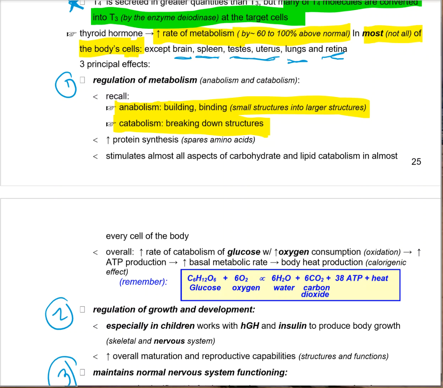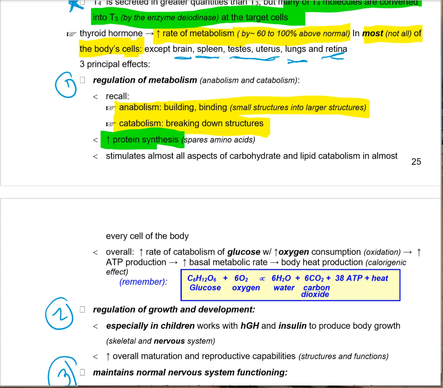Breaks down structures. So when the cells of your body are building things, making things, or breaking things down, they're metabolizing. Okay? Another thing that happens here a lot is protein synthesis. That's anabolism. We're making it, right?